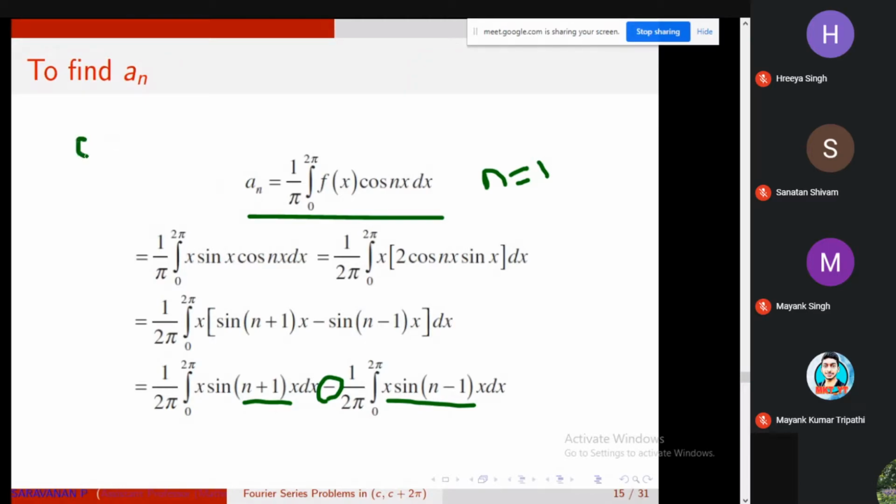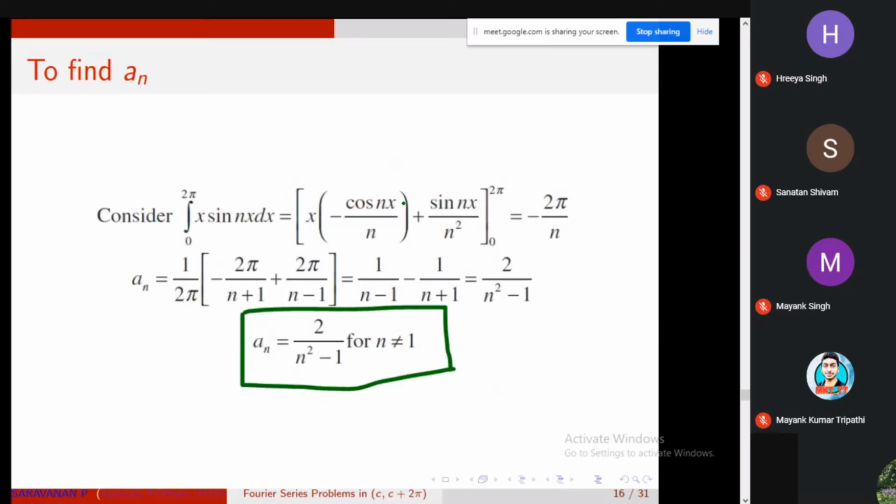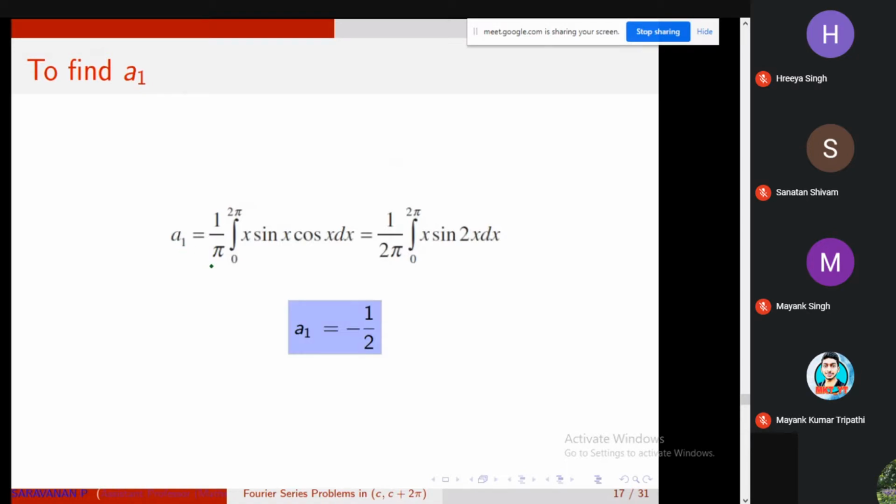So on the left side you will get a1, equal to 1 divided by pi, integral 0 to 2 pi. Write the limits. f of x, and if n is 1, cos nx becomes cos x. Therefore a1 is nothing but 1 divided by pi, integral of f of x into cos x. But f of x is x into sin x. You substitute that, then multiply and divide by 2. So you'll get x into 2 sin x cos x, that is the same as sin 2x.